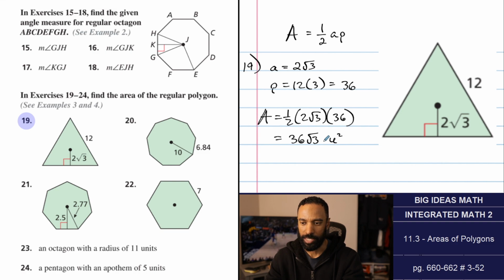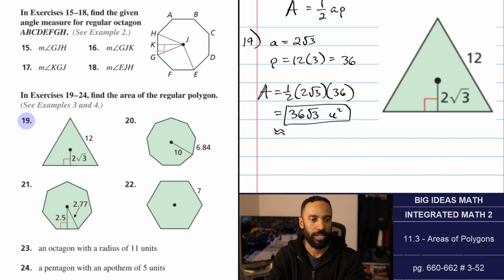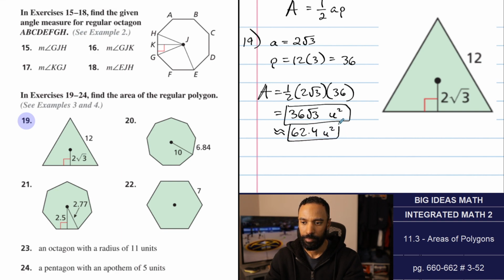Square units, that's exact. Of course, I'm sure rounding is something they're going to want. They've been doing the nearest tenth. So let's figure out 36 times the square root of 3. 62.35, so around 62.4 square units. I'll probably box the rounding ones here from here on out.